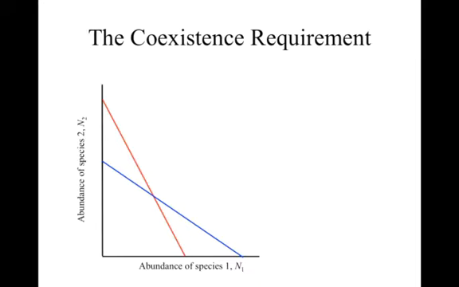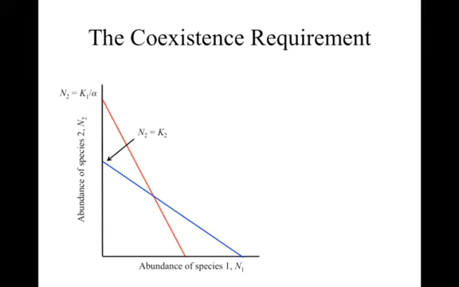So that leads us to the coexistence requirement. If I need the species 1 isocline above the species 2 isocline along the species 2 axis, and I need the species 2 isocline higher than the species 1 isocline along the species 1 axis, along the x-axis, then I can set up what my criteria are for coexistence. So remember, the species 1 isocline intersects the species 2 axis at N2 equals the carrying capacity of species 1 over alpha, and the species 2 isocline intersects the species 2 axis at its carrying capacity, right? If I have no species 1, then species 2 should be at my carrying capacity.